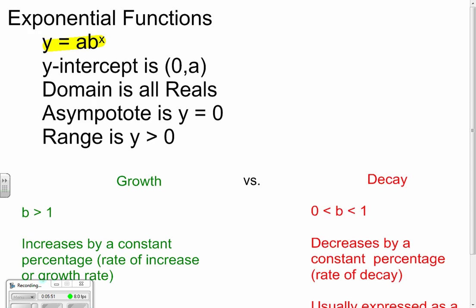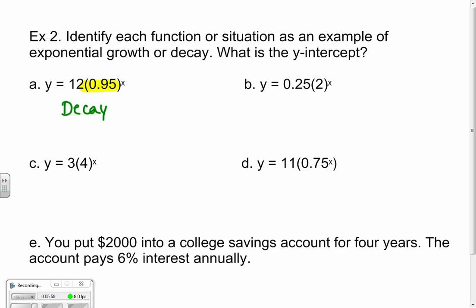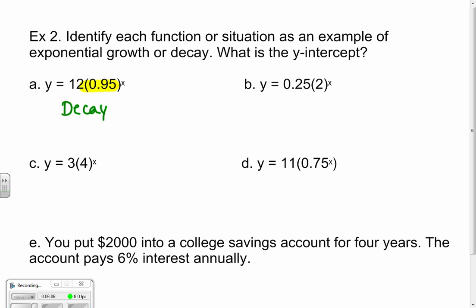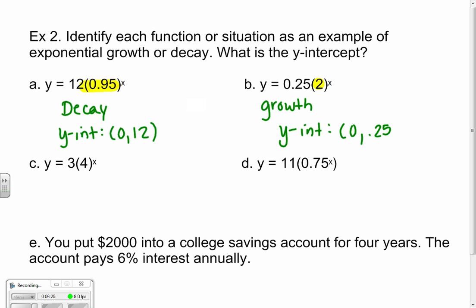So in this situation, we're looking at this side right now. It's between 0 and 1. To find the y-intercept, and again, that's right here, the y-intercept is (0, a). So this y-intercept is 0.12. Letter B. The 2 right there tells me that this is a growth, and the y-intercept is the a value, so 0.25, or 1/4.